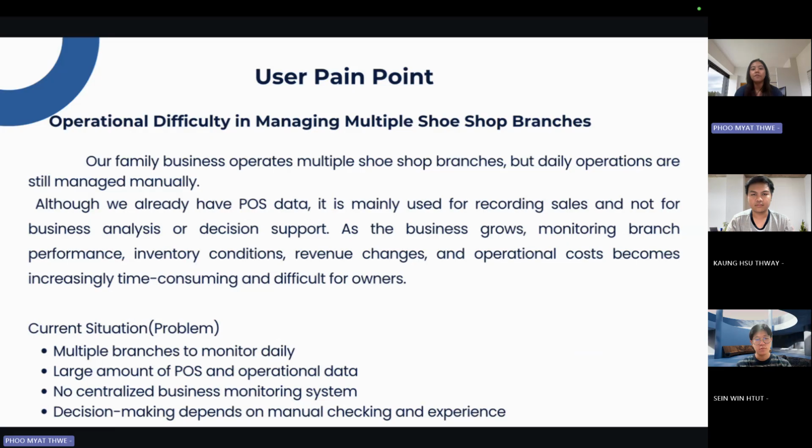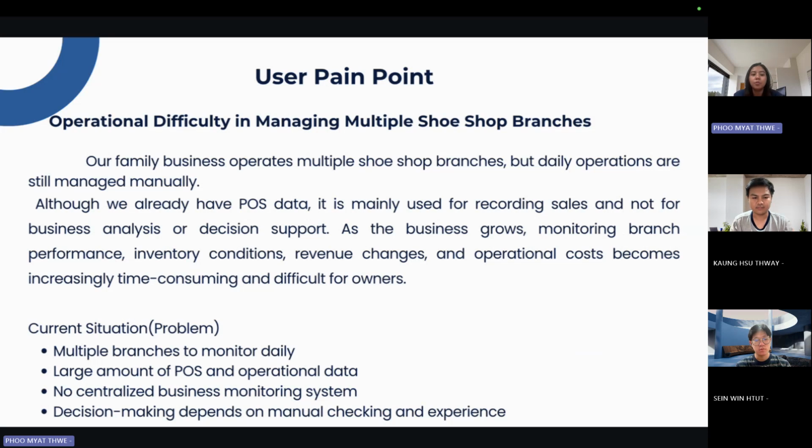Although we already have POS data, it is mainly used for recording sales and not for analysis and detection support. So as the business grows, monitoring branch performance, inventory conditions, revenue changes, and operational cost became complex, and it increased the time consumed and made manual tracing difficult for the owner.